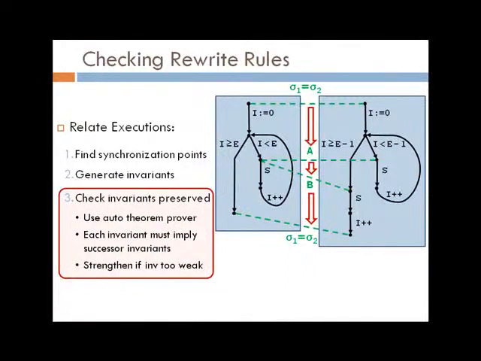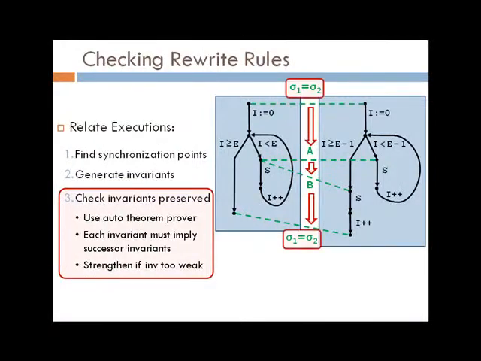Third, PEC checks that these invariants are preserved. By this I mean that each invariant should imply all of its successor invariants. PEC uses a theorem prover to check all these implications, and in the event that some implication does not hold, PEC will strengthen that invariant and then repeat the checks.